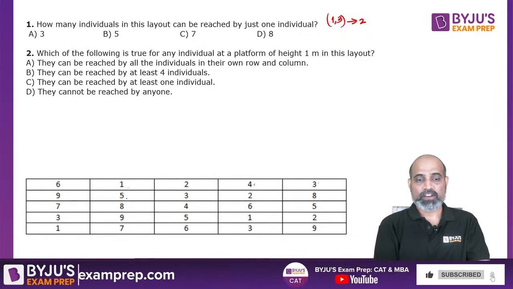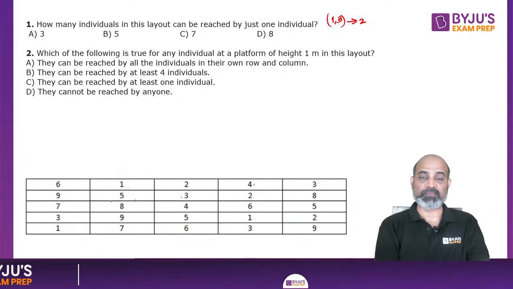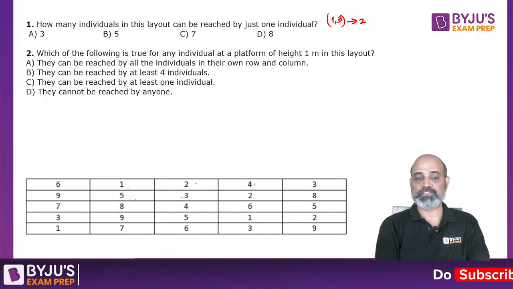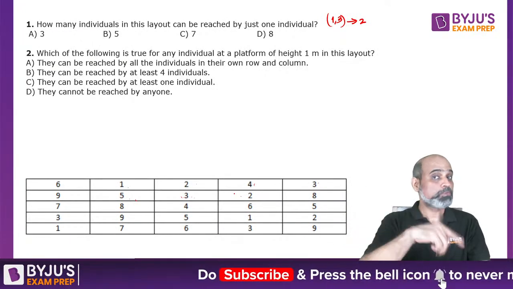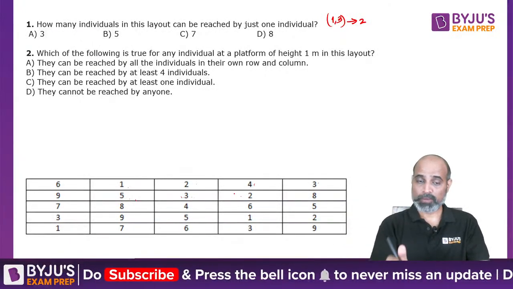Ignoring 9. 5 can be reached by 1. 5 can't be reached by 9. 5 can be reached by 3. So 5 भी नहीं ले सकते. 3 can't be reached by 5. 3 can be reached from 2. 3 can't be reached from 4. 3 can be reached from 2 from the right. 2 people. 3 को भी ignore.